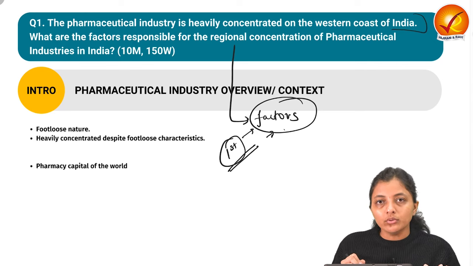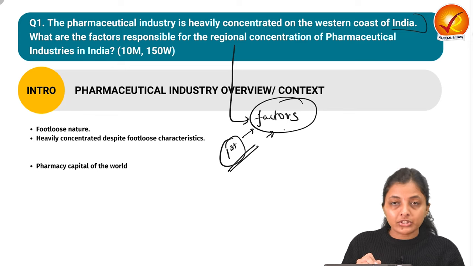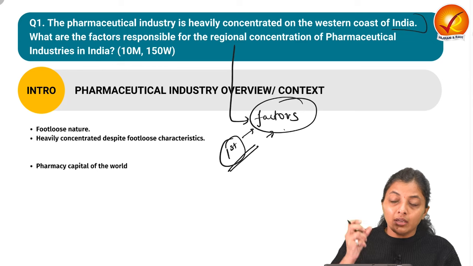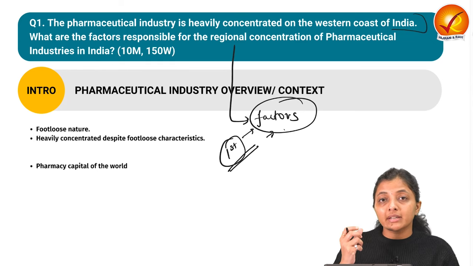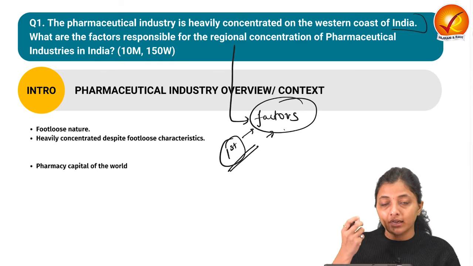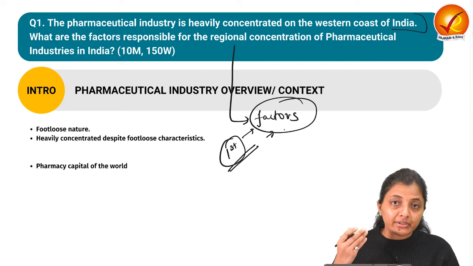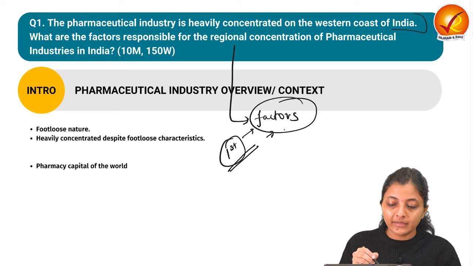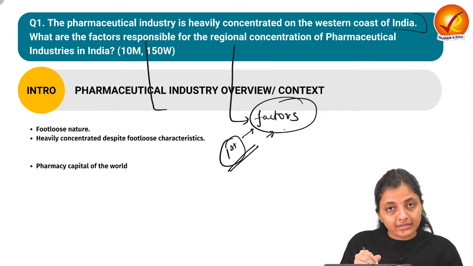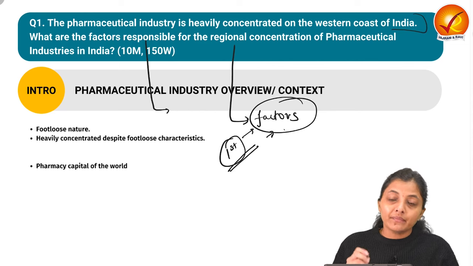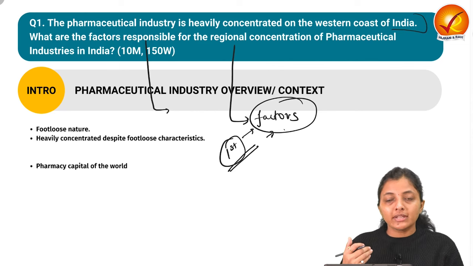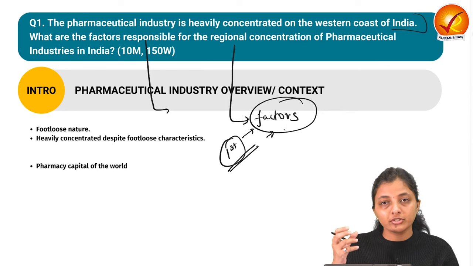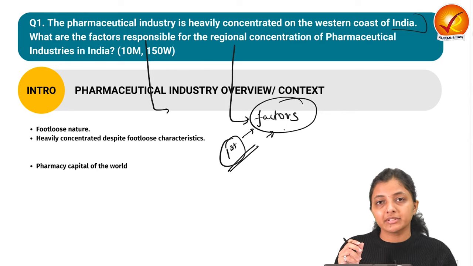So what can we do in the answer? In the introduction, we can discuss the location pattern of the industries. We can also use the context or the current affair of India and its pharmaceutical leverage over the world. And in the body, with a smooth flow, we will be telling the factors responsible for the concentration. Then towards the end, we can also tell that yes, there are some factors that are responsible for the regional concentration of the pharmaceutical industries on the western coast.